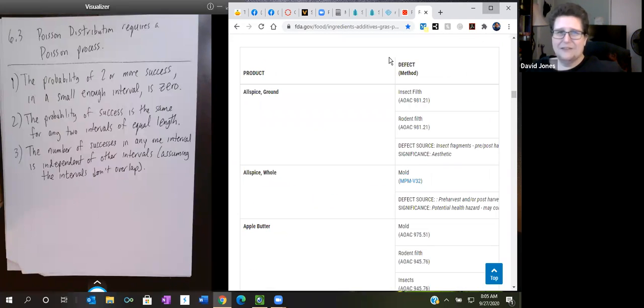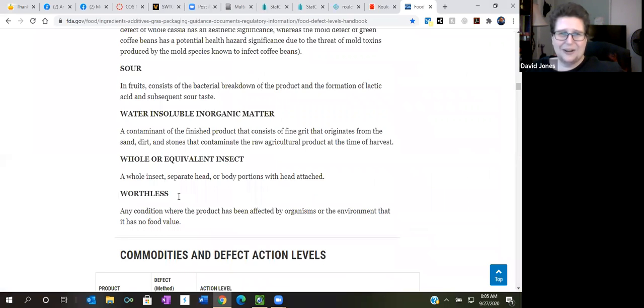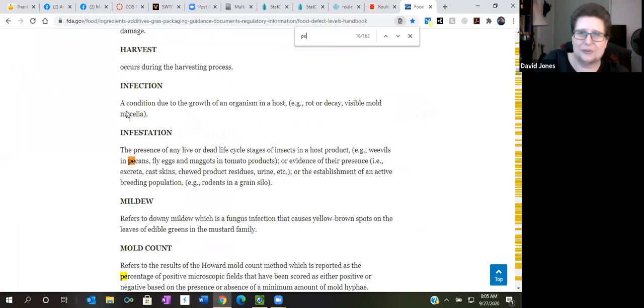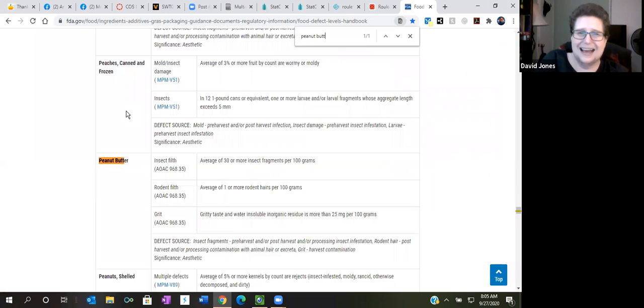And if you look at it, it bases it on what category you're looking at. So like I'll do a search for peanut butter. They have a requirement. 30 or more insect fragments is a problem per 100 grams of peanut butter. 1 or more rodent hairs per 100 grams of peanut butter is a problem. Okay.